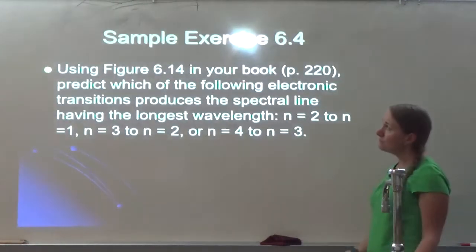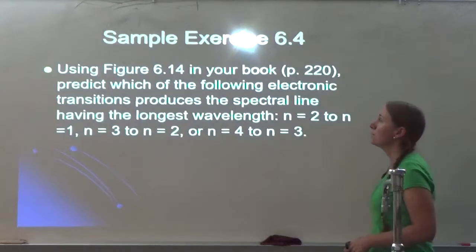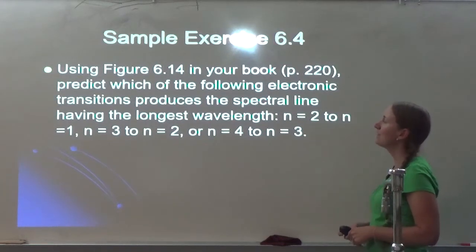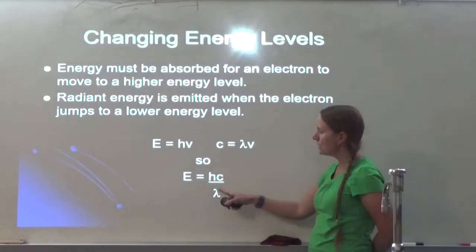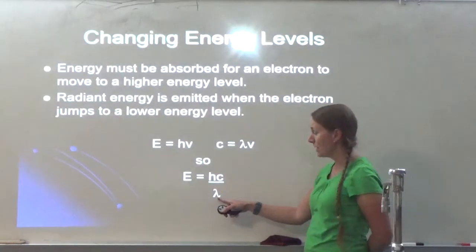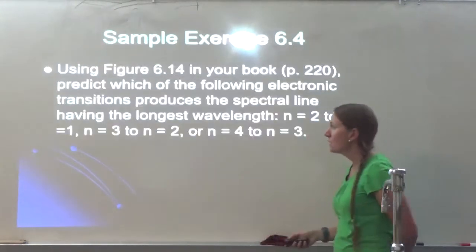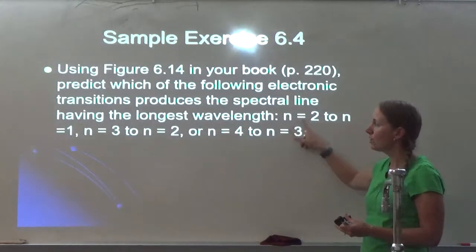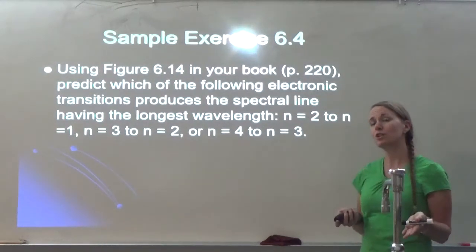Alright, it says, using figure 6.14 in your book, which is on page 220, now this is the old book, so I don't know what page it's on in your new book. Predict which of the following electronic transitions produces the spectral line having the longest wavelength. We said E equals hc over lambda, so wavelength increases as energy decreases. The picture in your book shows the energy differences between all of the different energy levels. So you want to pick the two energy levels that are closest together.